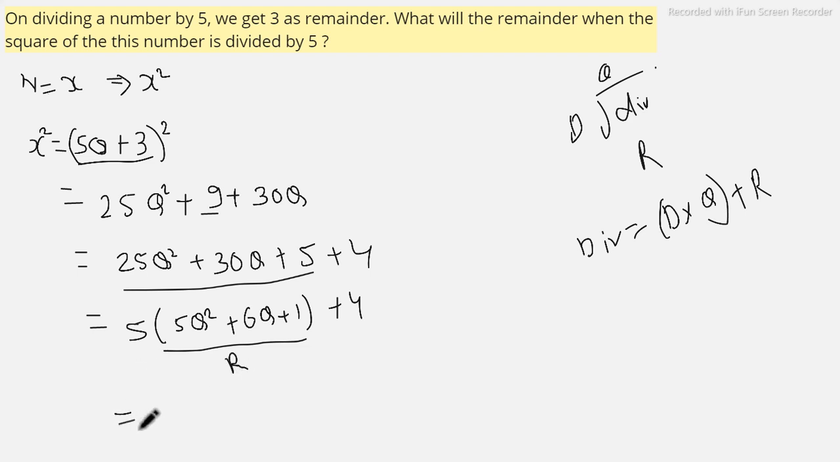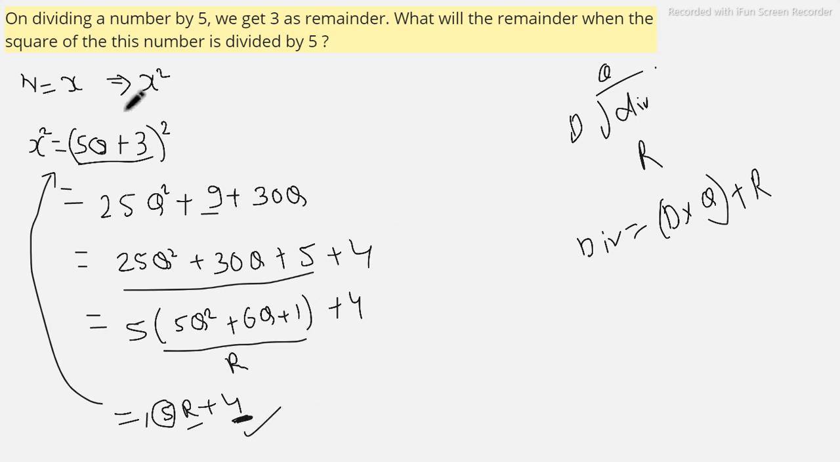So this equation can be rewritten as 5r plus 4, which is basically the same format as this. Here 5 is the divisor, r is the quotient, and 4 is the remainder. The question asks, what will be the remainder when the square of this number is divided by 5? So when we divide it by 5, there will be some quotient and the remainder will be 4. So our answer will be 4.